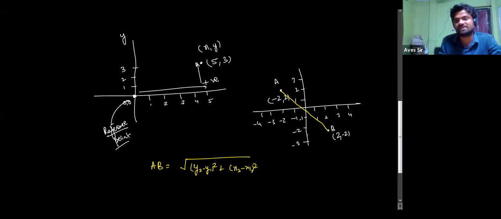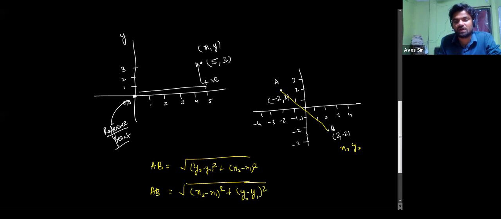And what is x2 and what is x1? So you can consider anyone. I'm not saying that you will have to consider this one x1 and y1. No, you can consider this one x2 and y2. It's your choice. Whichever you are considering x1 as a first, the answer will be same. Okay, so you can write the formula this way also. This is x2 minus x1 whole square plus y2 minus y1 whole square.